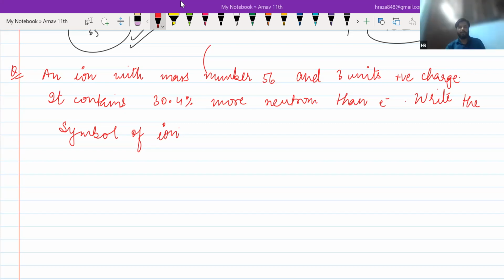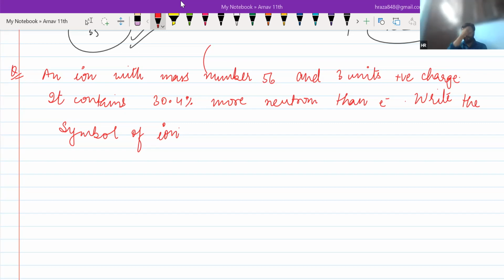Okay, so we need to calculate. Sir, iron. Yes, Fe, iron symbol. What is the atomic number? 26. What is the mass number? 56. That is given. And plus 3 positive sign.